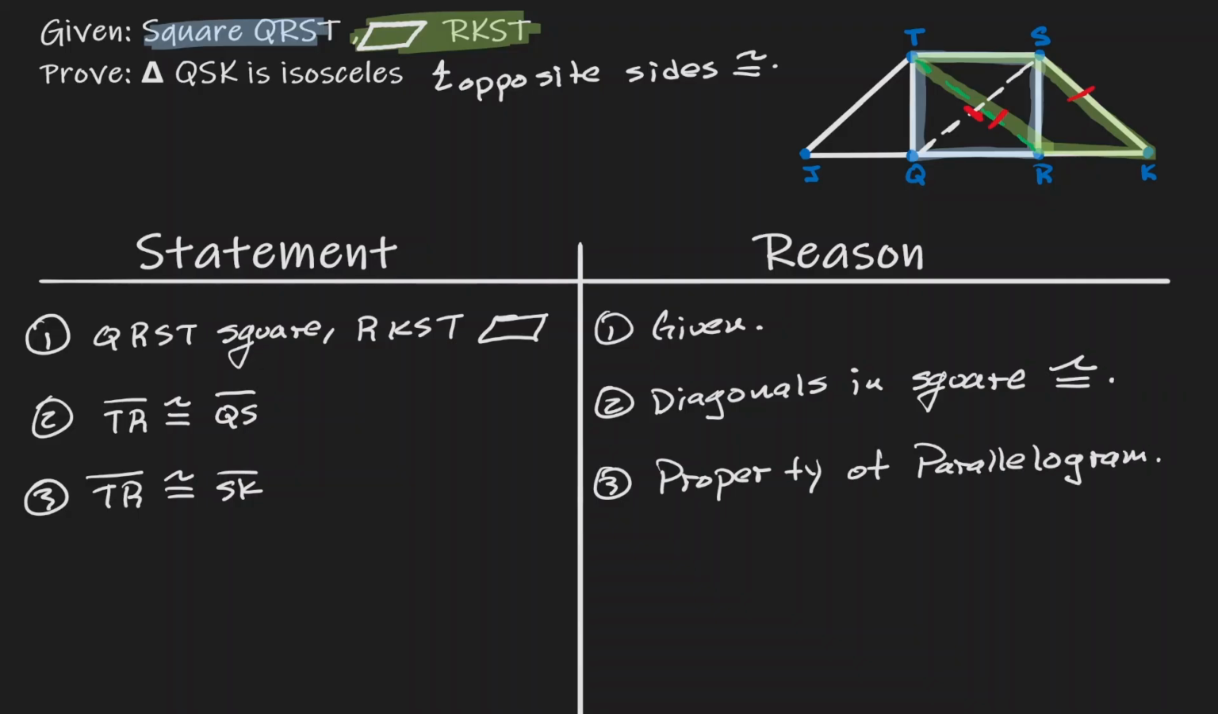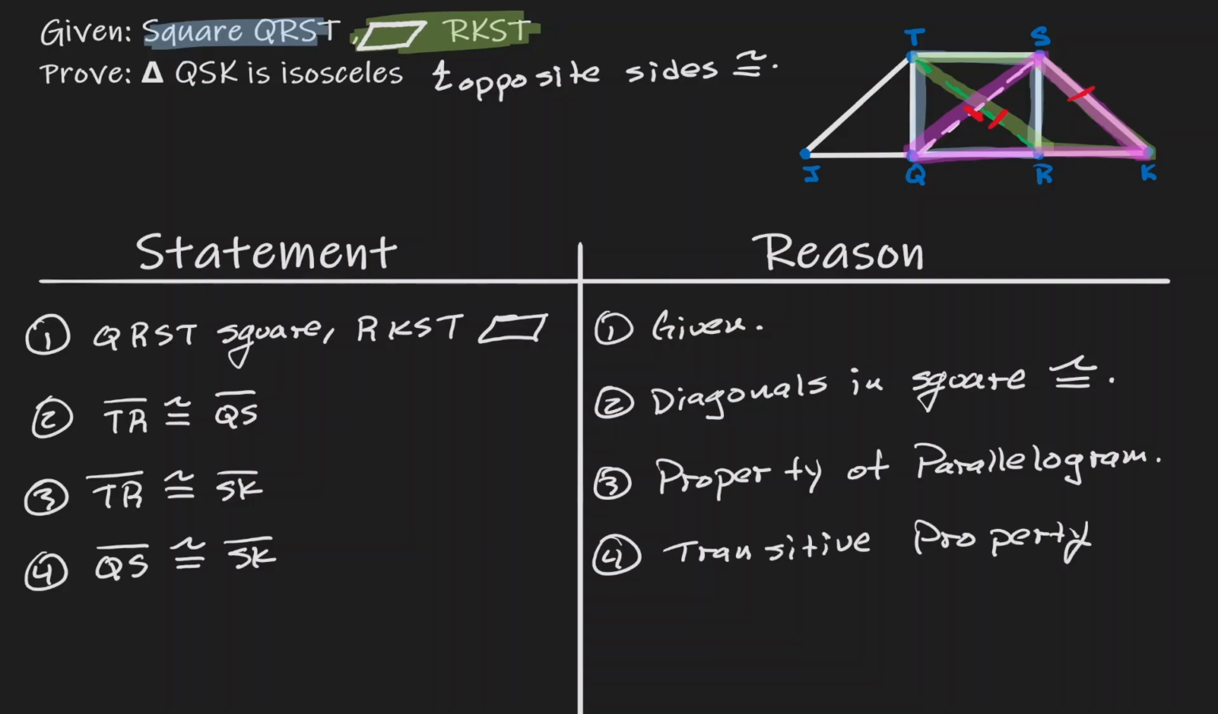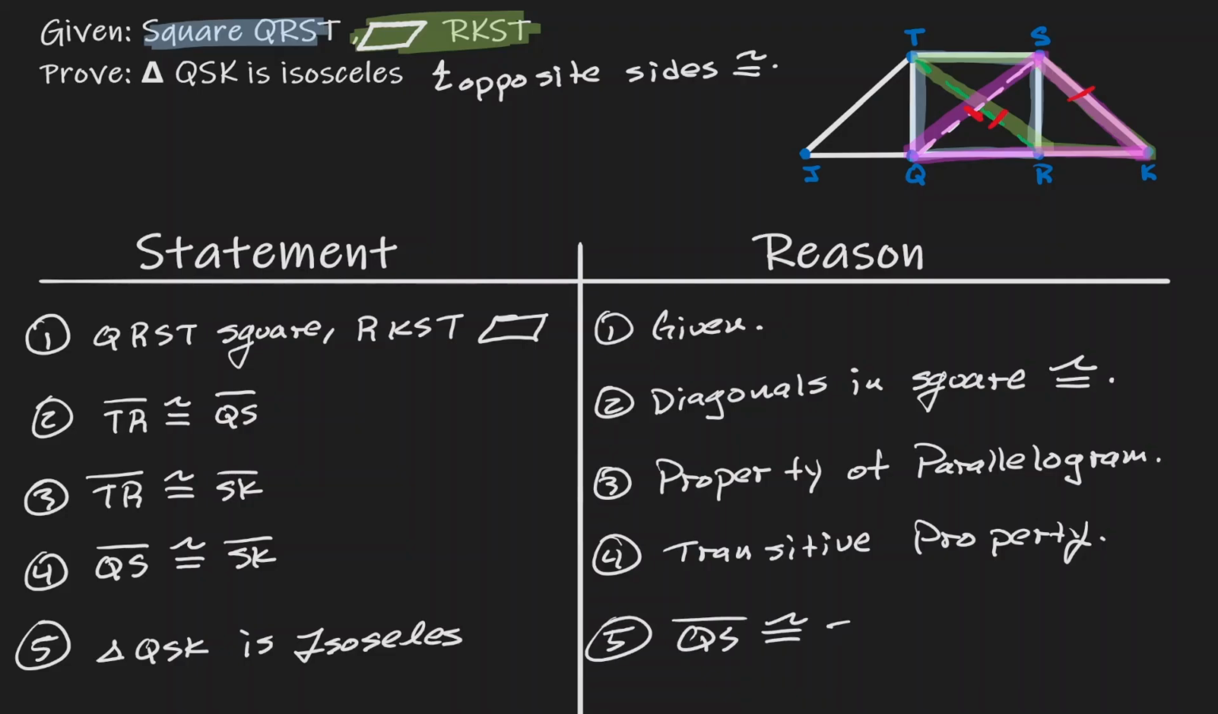Notice what we have shown in our diagram. We have shown that QS is congruent to SQ, which notice that those are the two legs of the triangle that we wanted to show congruency of. This is due to transitive property. And we are done. Because now we can claim that triangle QSK is isosceles. Because we have shown that QS is congruent to SQ. And we have fulfilled the definition of an isosceles triangle.